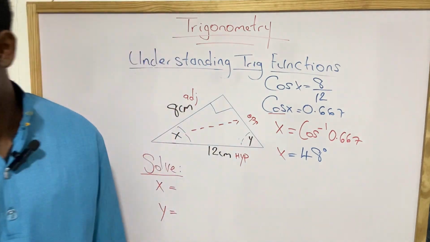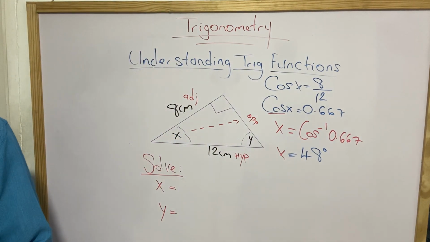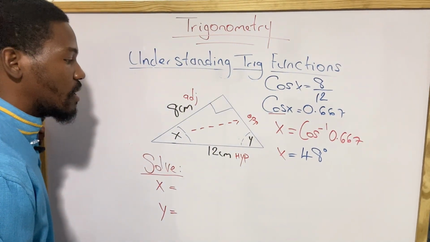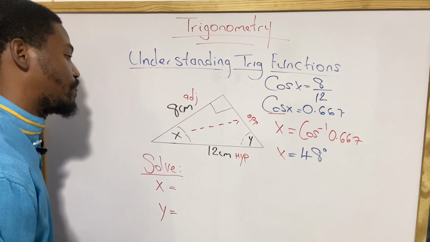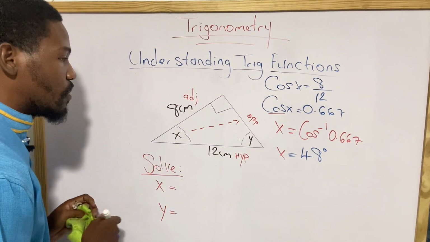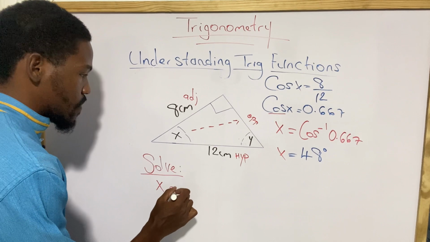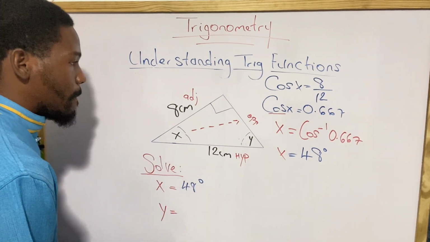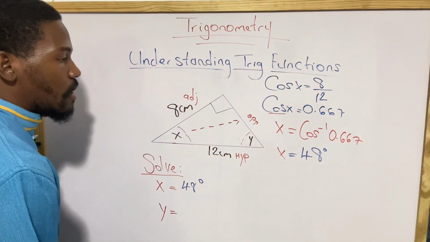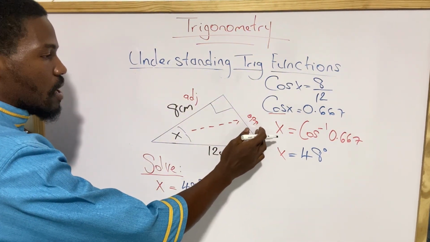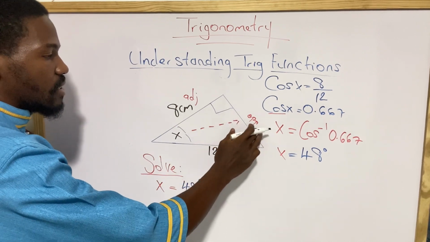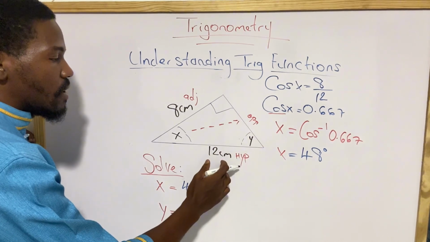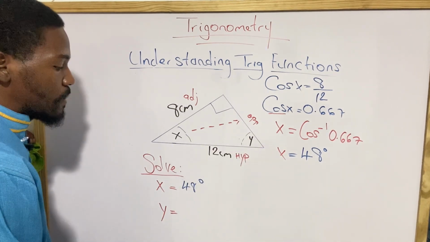48.2, rounding it off to one decimal place, we're going to keep it at 48. So x equals 48 degrees. All right, so that's how we find x. If we had the value of the opposite, it would have been sine x equals that value over 12. Divide the value by 12, and then you will find the sine inverse of that.